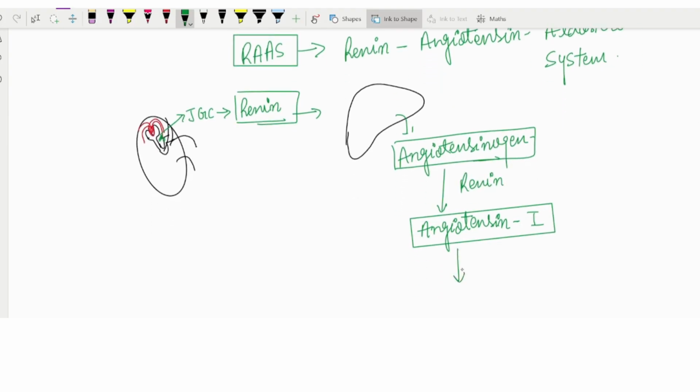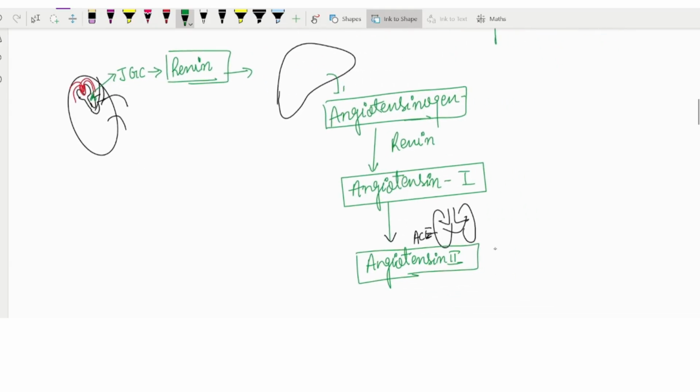Then from the lungs, one more enzyme is coming out, known as the angiotensin converting enzyme, ACE. This ACE will cause the conversion of angiotensin first into angiotensin second. This angiotensin second is most important, and it is actually responsible for the complete functioning. This is the activated form.